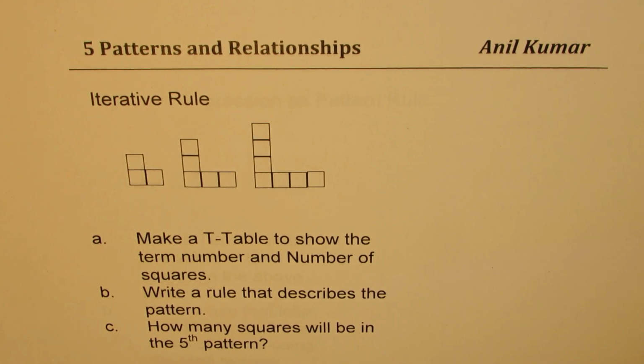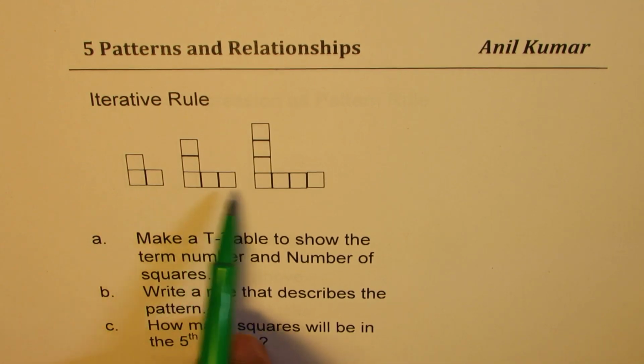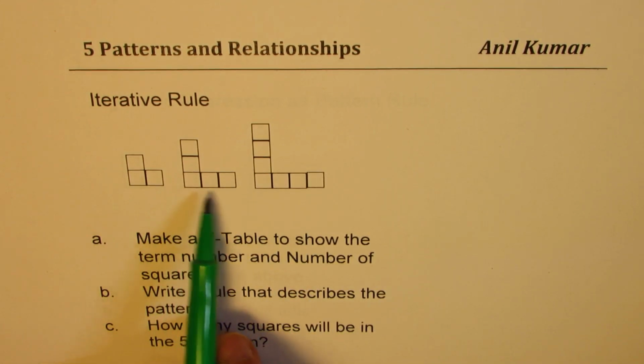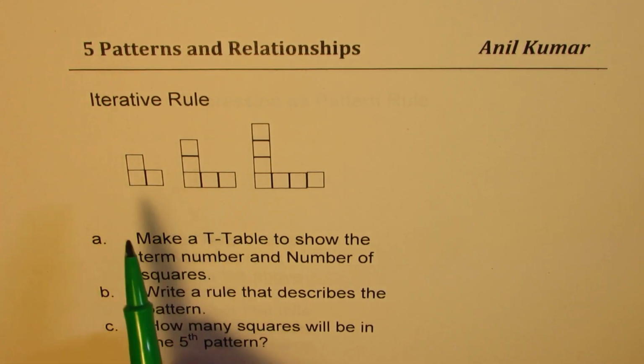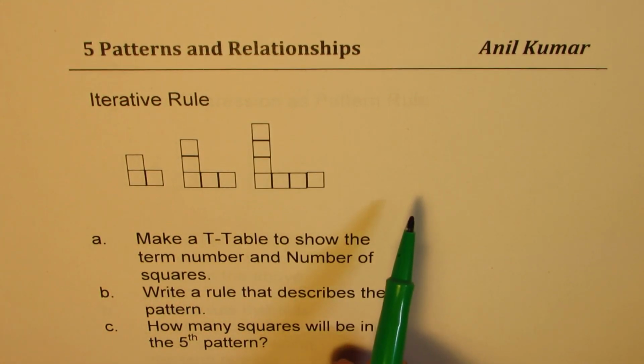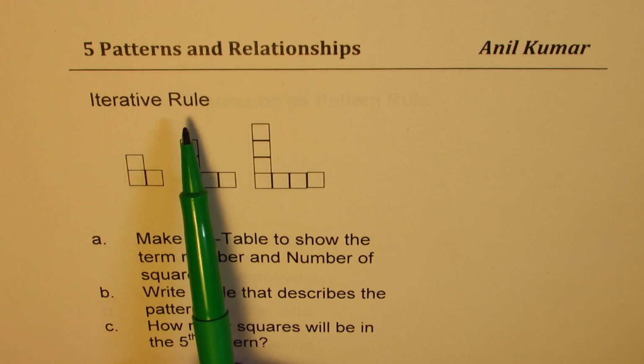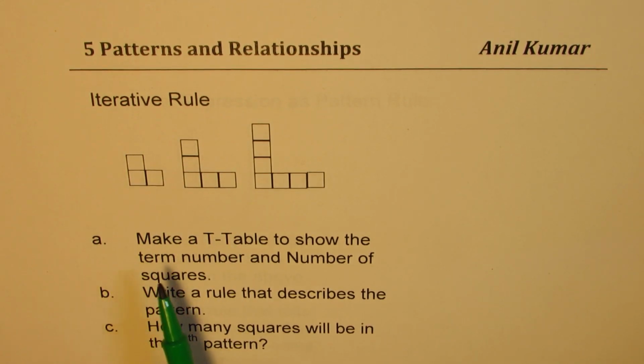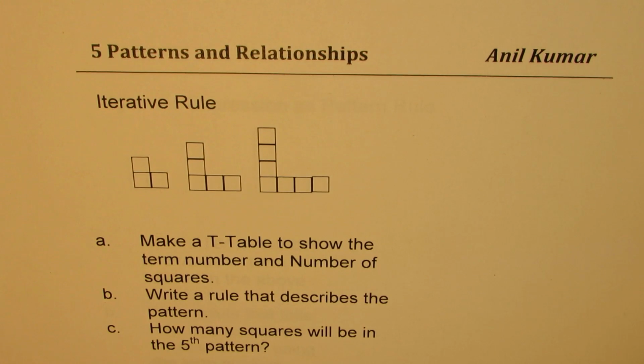In this video, I'll talk about many things, which will include finding rules for writing patterns. We will have one particular pattern. The three figures shown here is a growing pattern. We are going to discuss this pattern and write different rules which will show how this pattern grows. We'll begin with the iterative rule first and then explain how to form a t-table, how to write the rule, rather describe it, and find the number of squares in the fifth term.